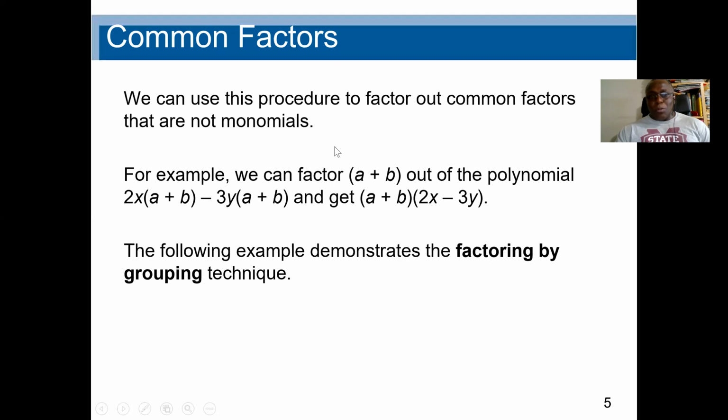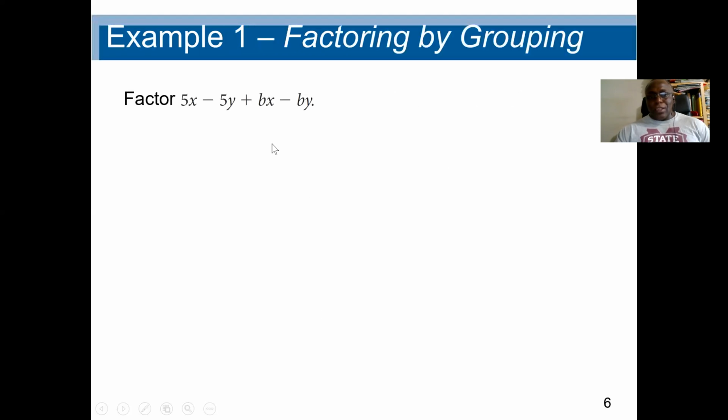Again, we are doing common factors at the moment. We're also going to do factoring by grouping and also how to factor trinomials. So the common factor concept is that we have more than one term. In this case, we have two terms. We are going to look for the common factor in both two terms. So A plus B is common among these two terms because we have 2x(A plus B) and 3y(A plus B).